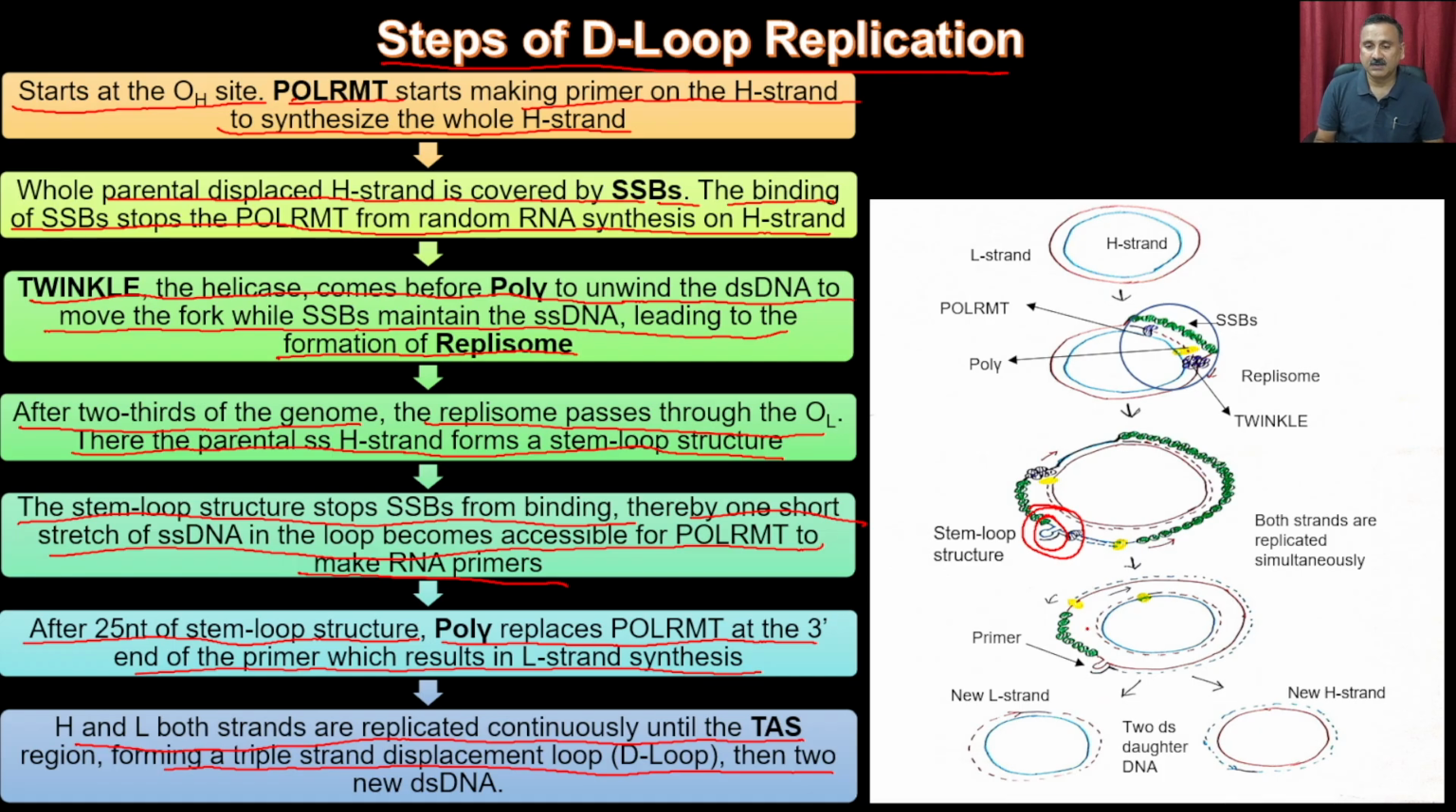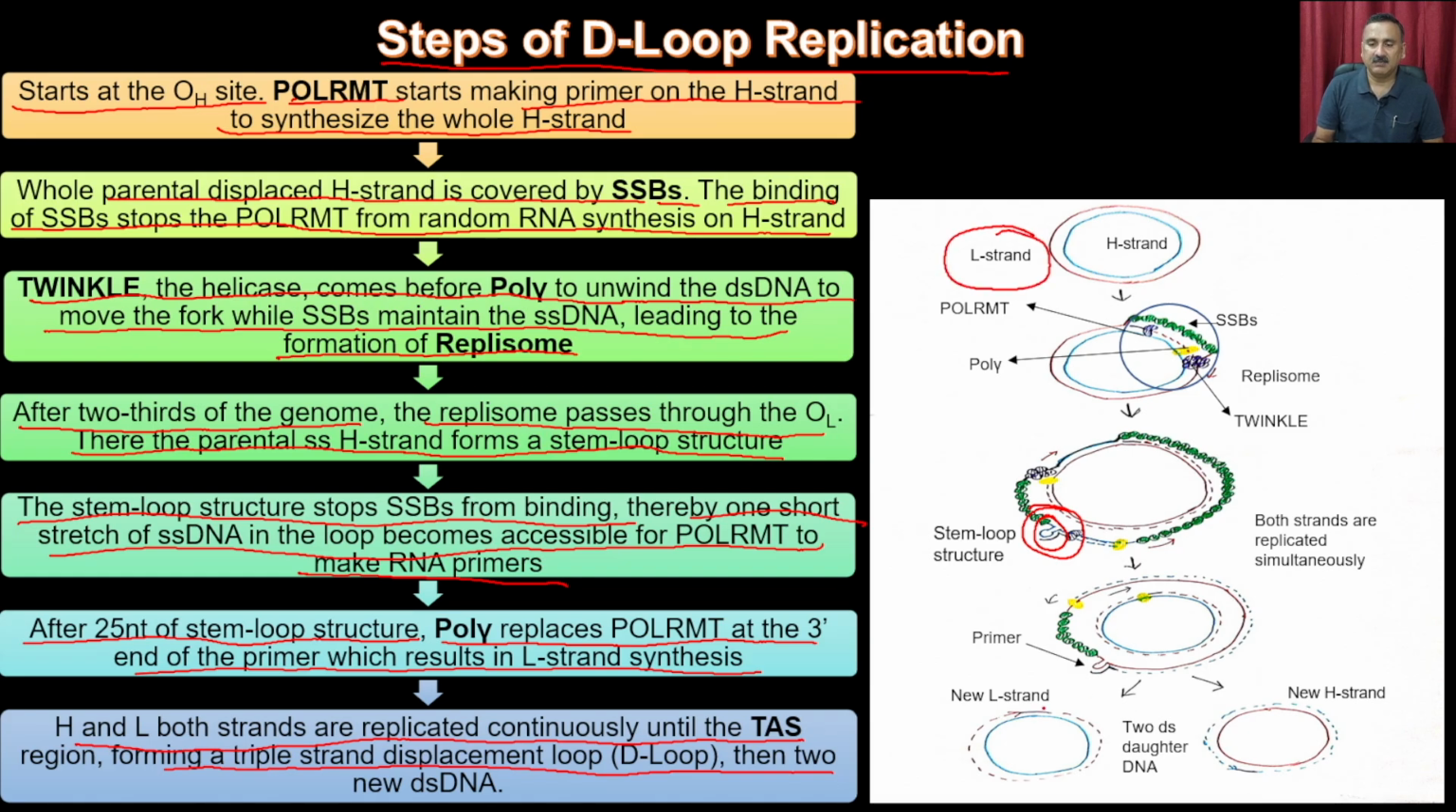So, this is what is going to happen here. You are going to have the L strand and H strand, and at the origin of replication, that is the OH site, pol RMT is going to bind and start the replication, whereas on the OL side, first it is going to have the stem loop structure. This stem loop structure is going to stop the binding of the SSBs, and it is going to allow the binding of pol RMT, which synthesizes the primer and initiates the synthesis of the L strand.